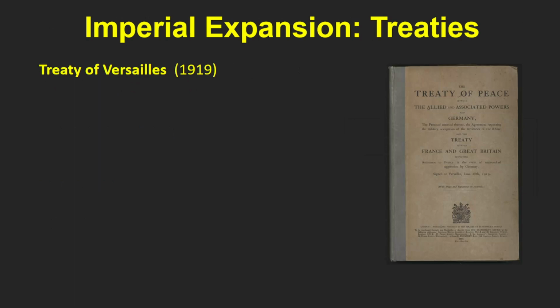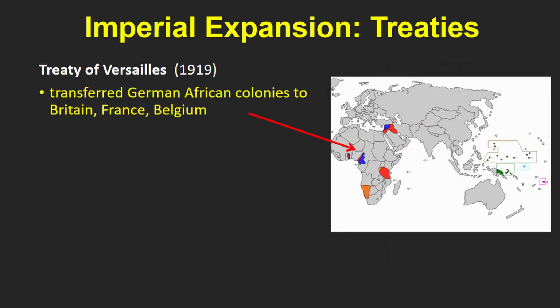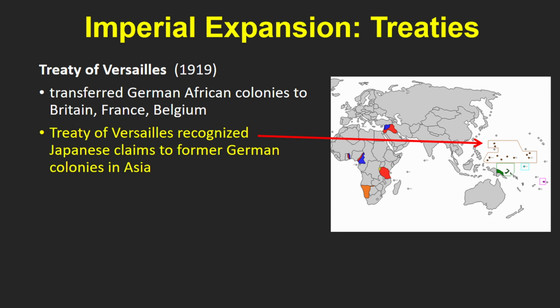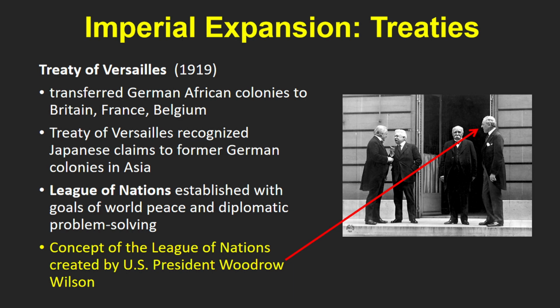The big one was the Treaty of Versailles, which, in addition to punishing Germany with reparations and disarmament, also transferred ownership of its African colonies to Britain, France, and Belgium as League of Nations mandates. It also recognized Japanese imperial claims to former German colonies in Asia. The League of Nations was the idea of US President Woodrow Wilson, and had the goals of promoting world peace and solving international problems through diplomacy and cooperation.